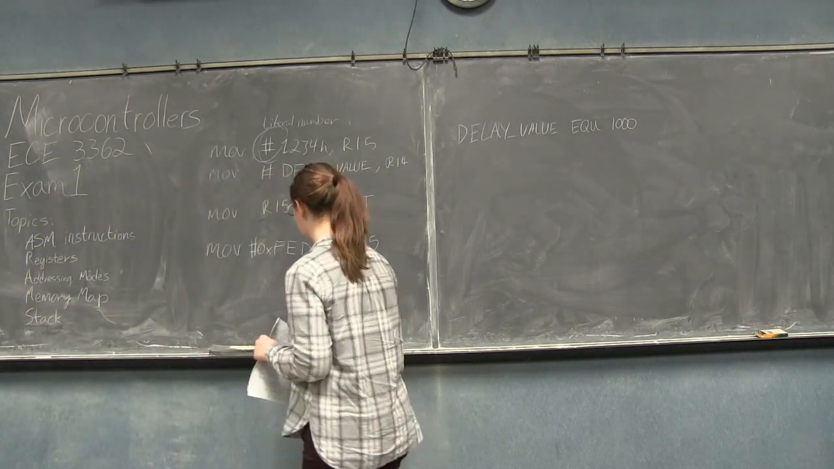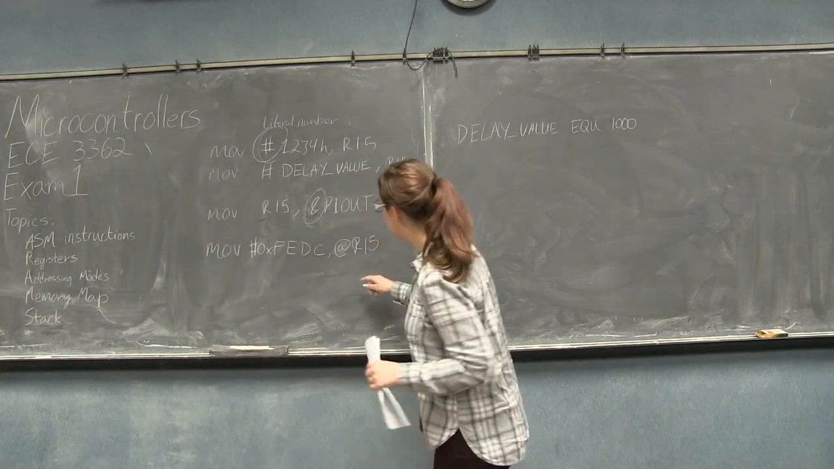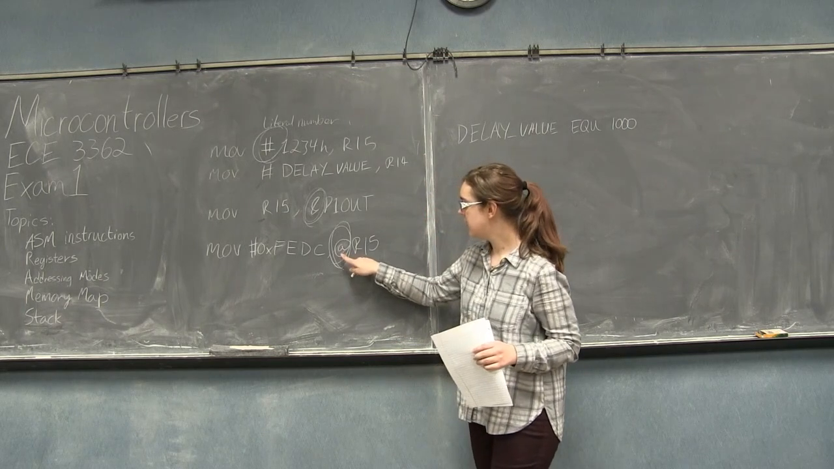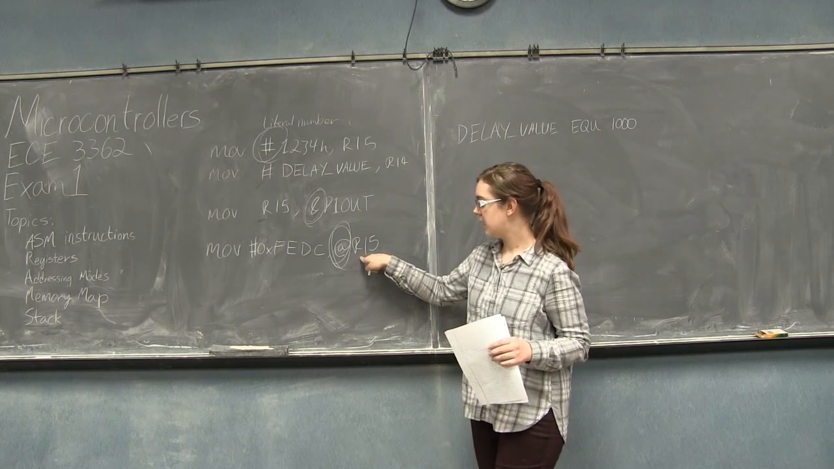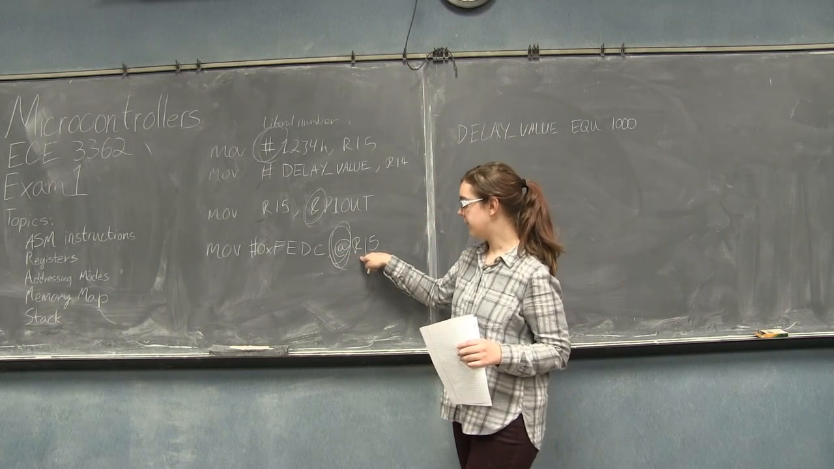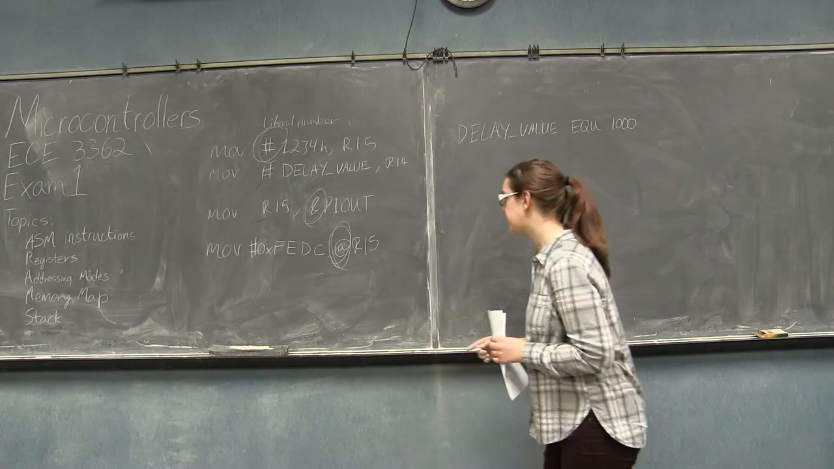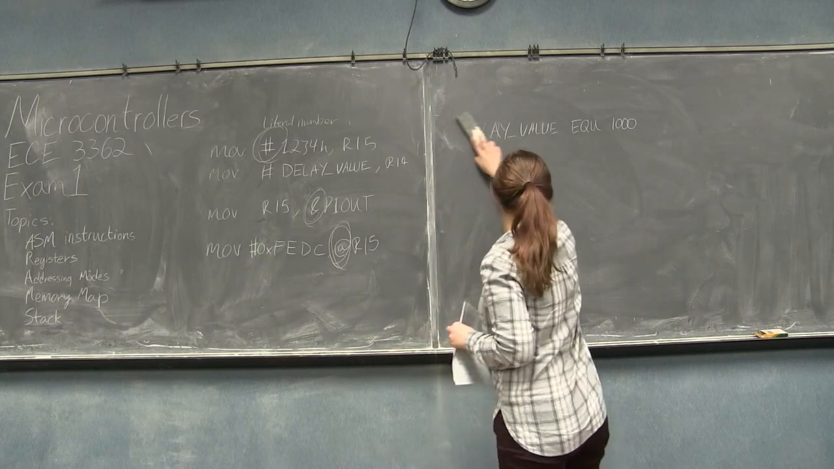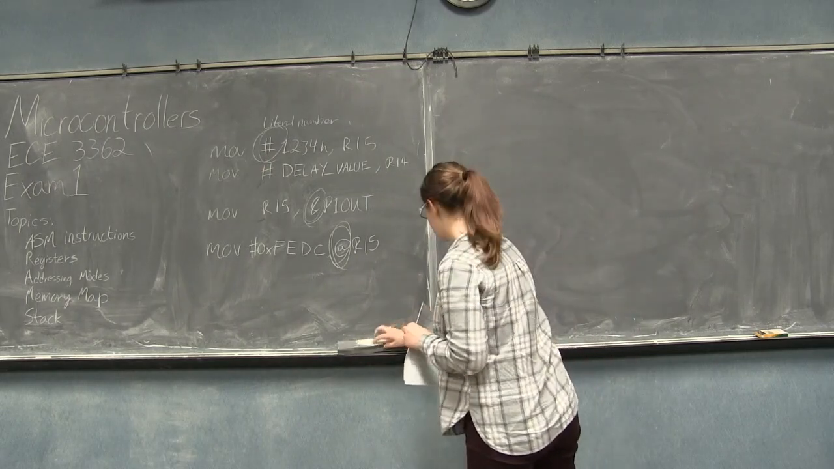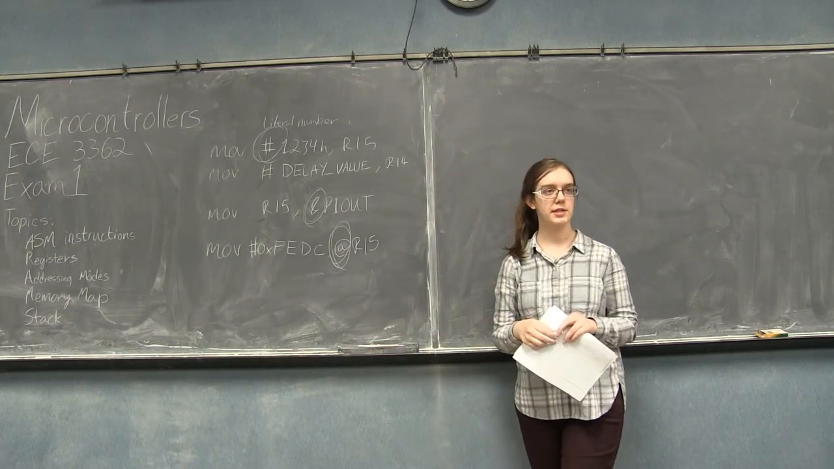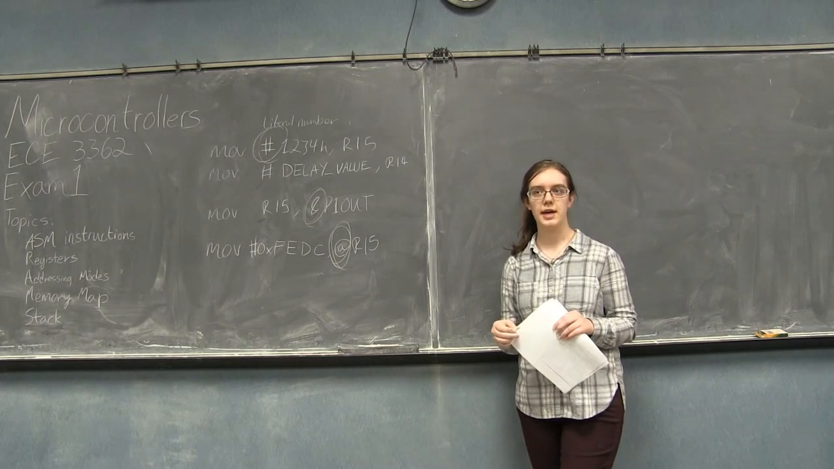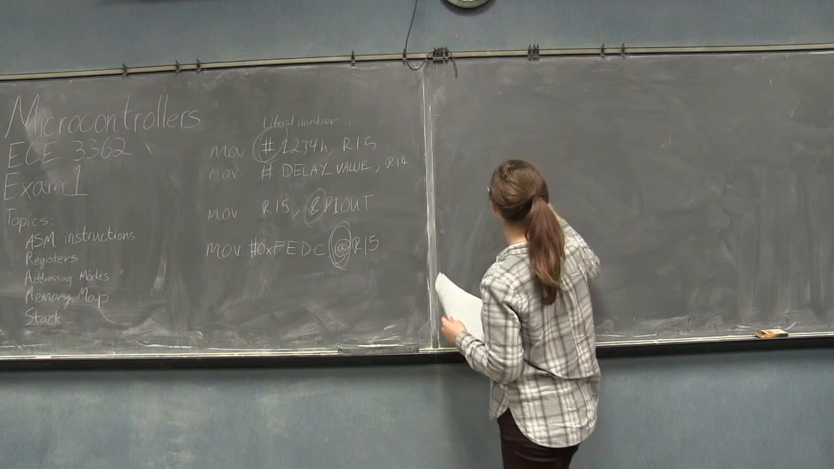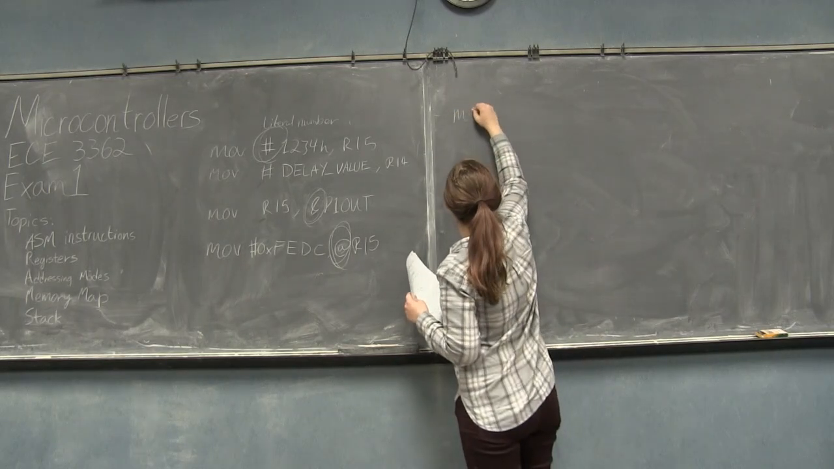Okay. There's also this case where you can use the @ symbol to make R15 a pointer. This actually requires a little bit more explanation. Do you all remember pointers from C or other classes? Yeah, you get to deal with them in assembly too.